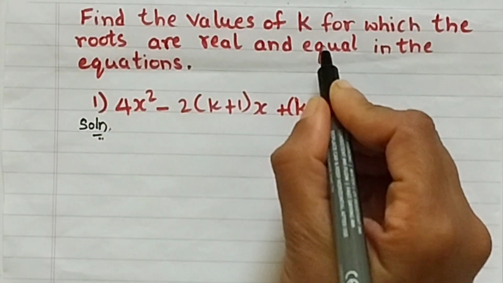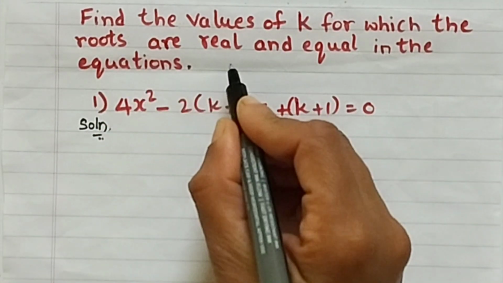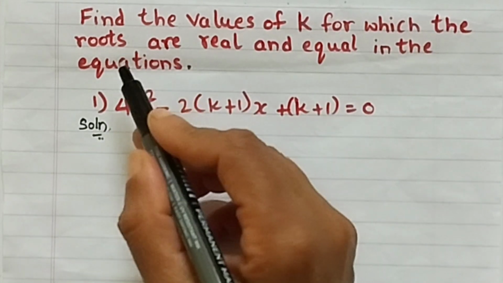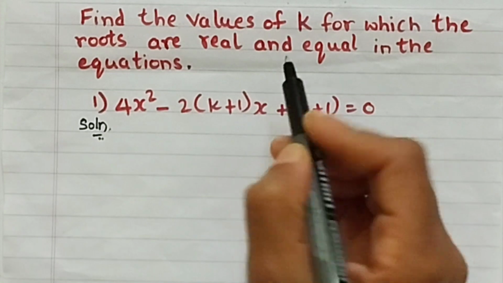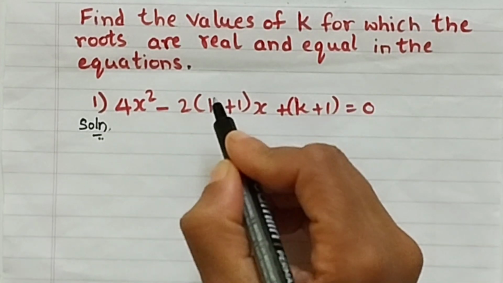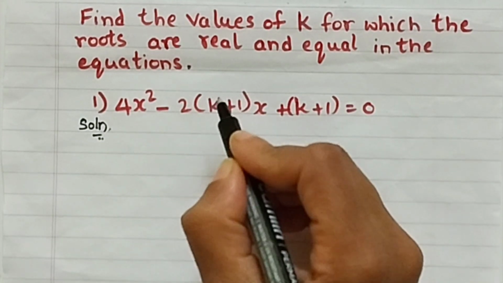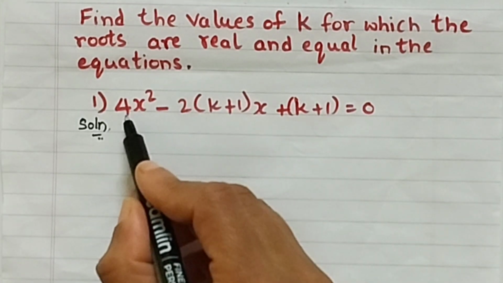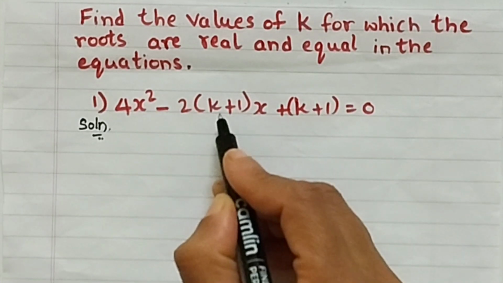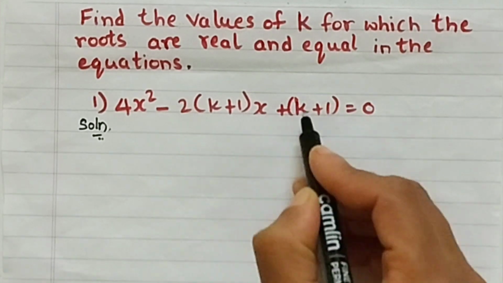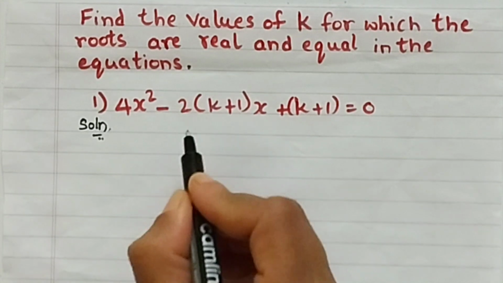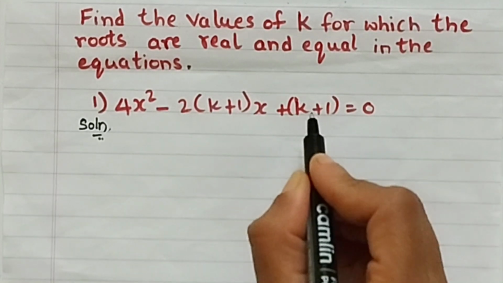Find the values of k for which the roots are real and equal in the equations. Here given that roots are real and equal. That means discriminant of the given equation is 0. Comparing this equation 4x square minus 2(k+1)x plus (k+1) is equal to 0 with ax square plus bx plus c is equal to 0.